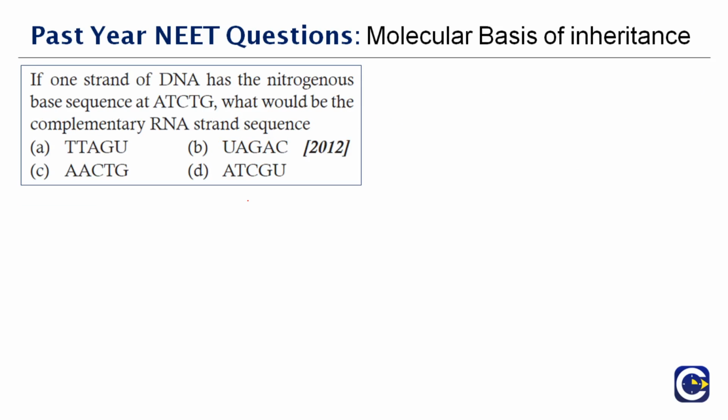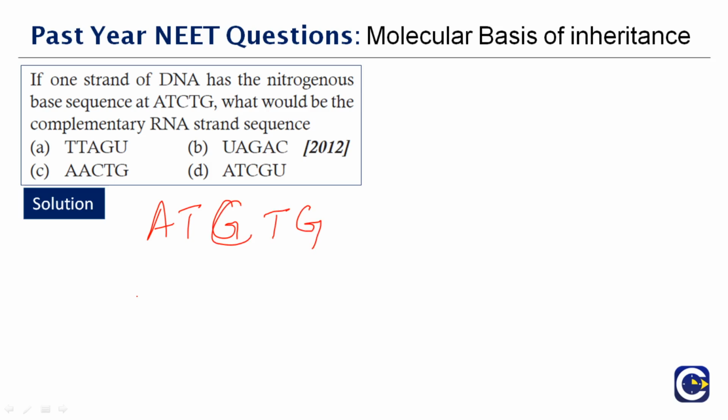Next question here. If one strand of DNA has a nitrogenous base sequence of ATCTG, what would be the complementary RNA strand sequence? Very easy question which was asked in the year 2012. So any idea what the answer would be? You have ATCTG. So we're asking the complementary part, right? Therefore, the right one will be option B.